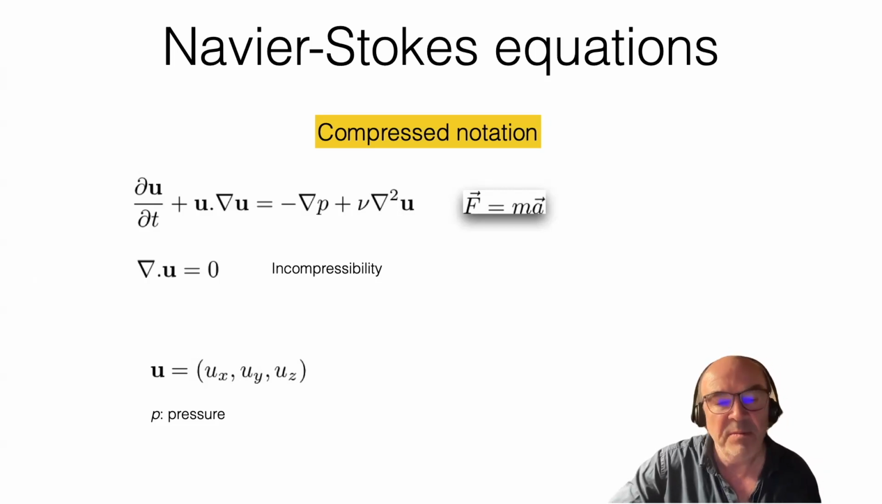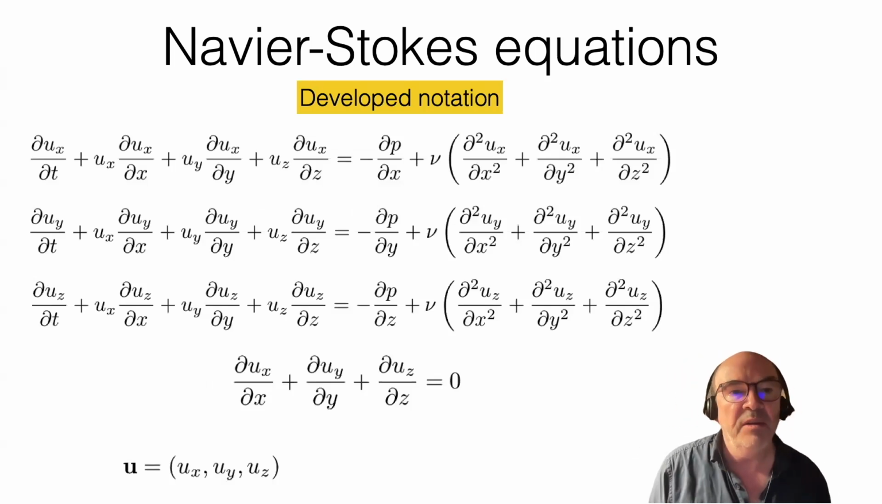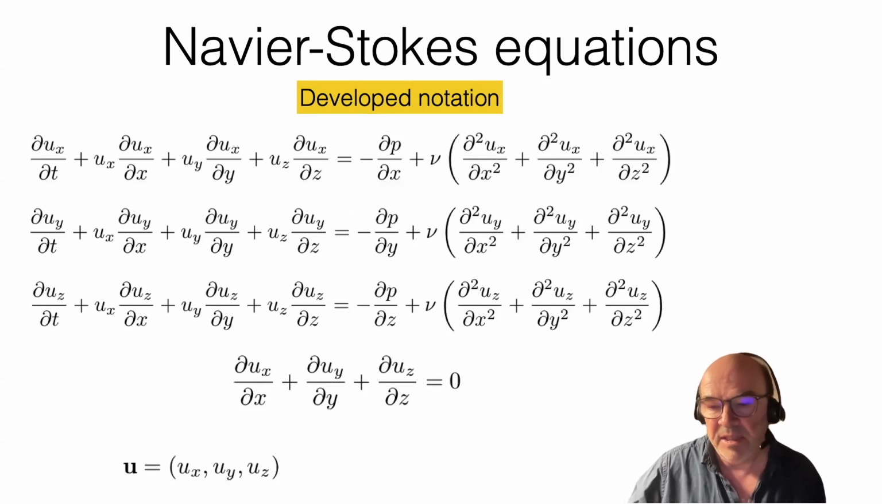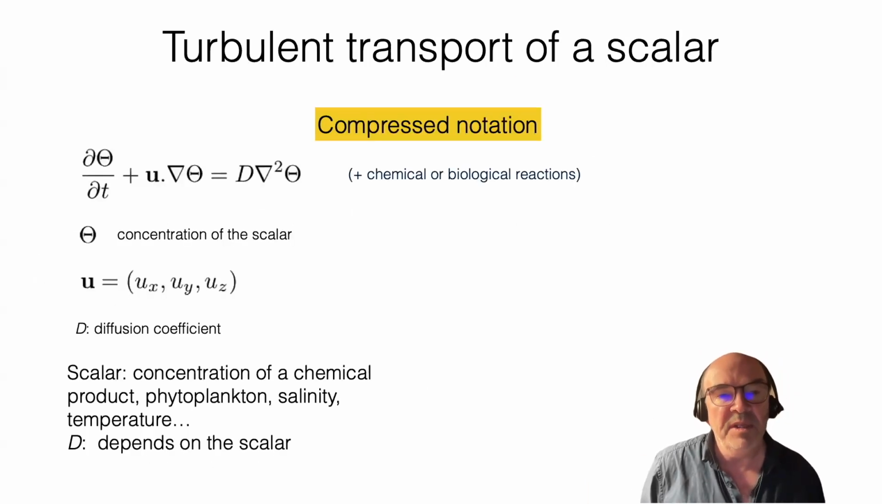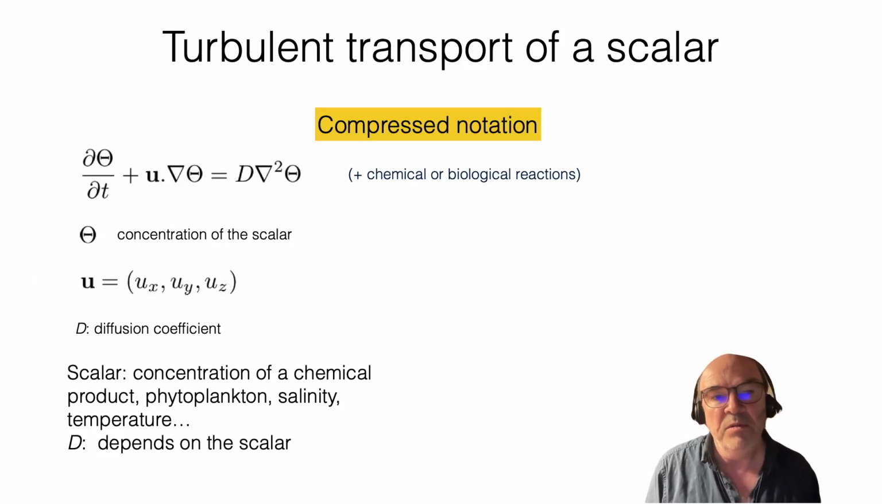If you develop this, because this is a compressed notation, you see that the Navier-Stokes equation can be written using different partial derivatives. Something which is also important in our case is the transport of a given quantity. We call this a scalar.